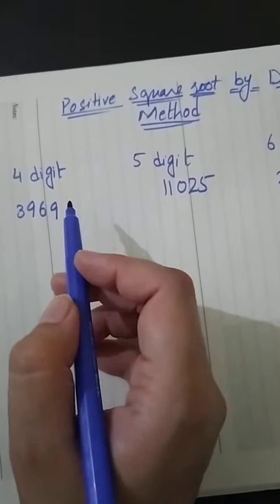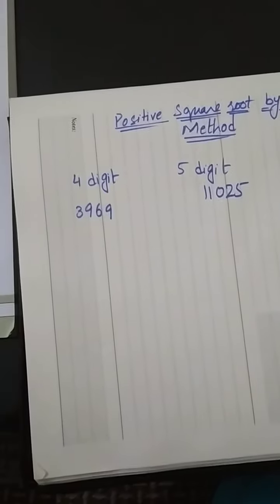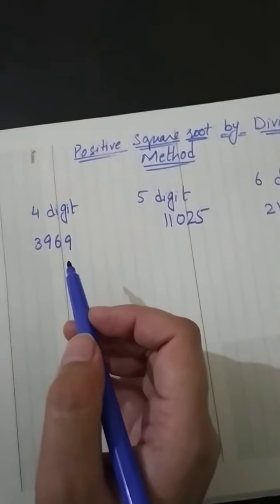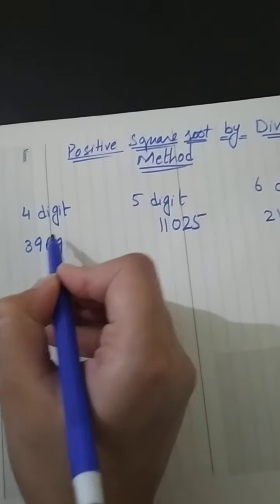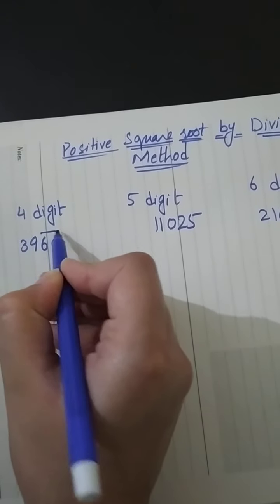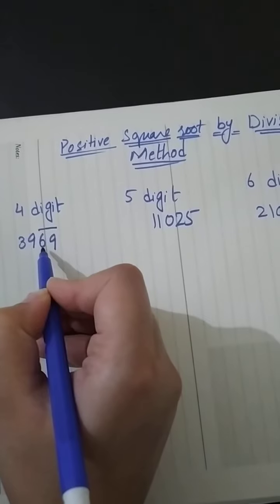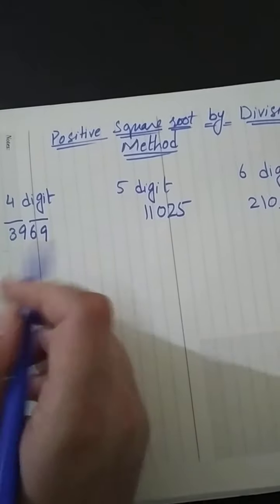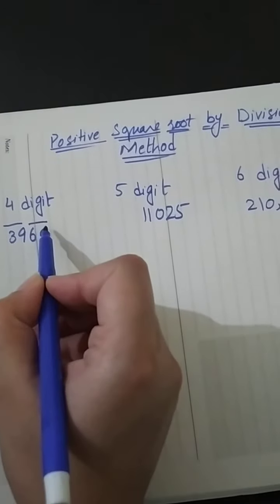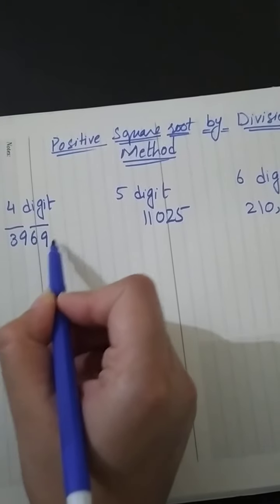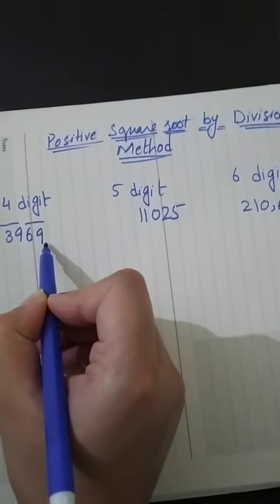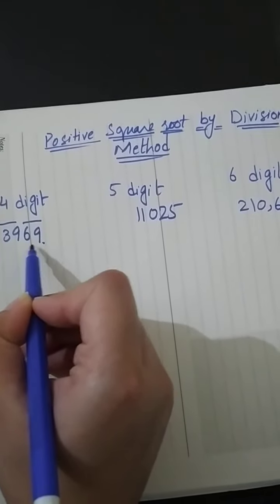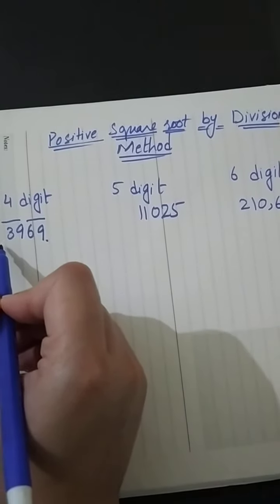210681. Okay, the first step of solving these questions is making pairs from the unit side. Here there are 4 digits, so I am making 2 pairs of 2 digits. A pair always contains 2 digits. Starting from the unit side, take 2 digits as one pair, then the second pair.